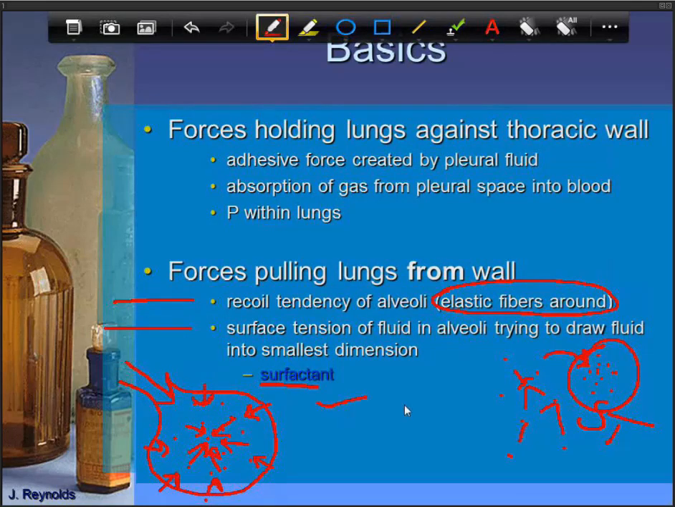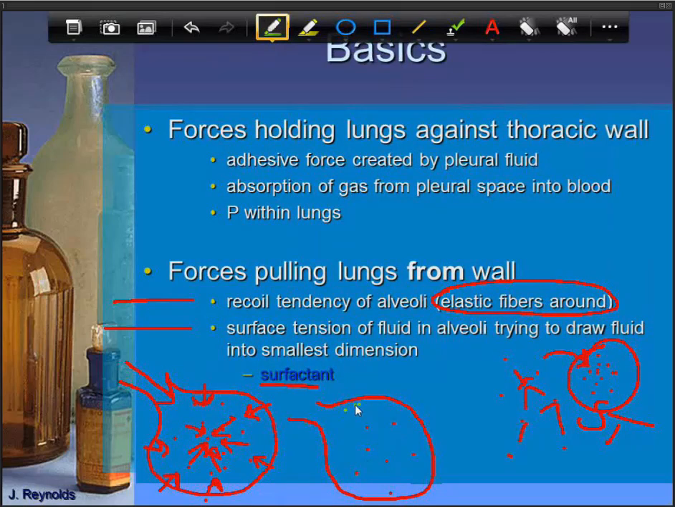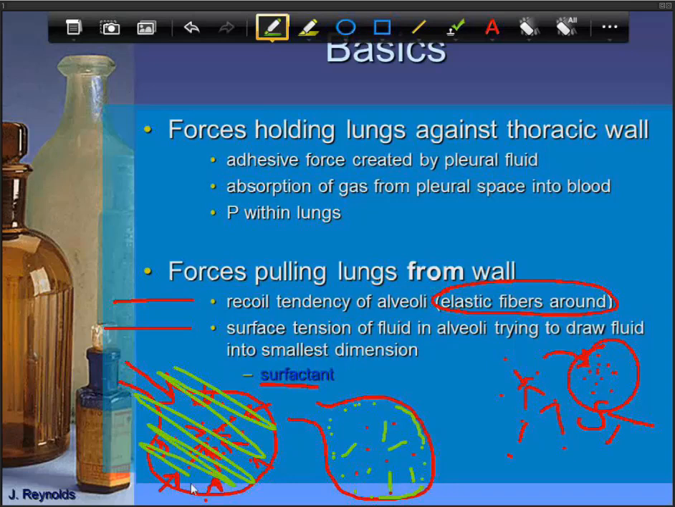So instead of this scenario, here's another alveolus. Here are my water molecules right here. You got surfactant. Let me change colors. I'm going to use green. All right. So surfactant is forming a kind of a layer on the inside right in here. Remember, it's made by special cells on the inside of the alveolus. And this surfactant breaks up the surface tension between the water molecules, so you do not get this situation. It's every water molecule for himself. That's the importance of surfactant.